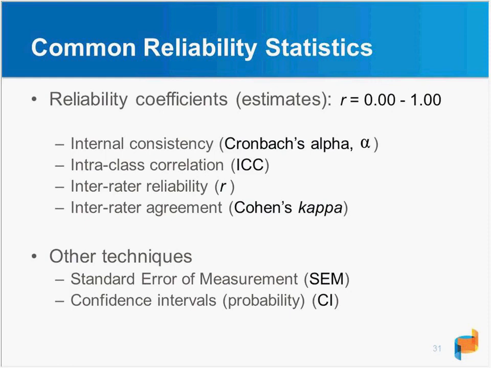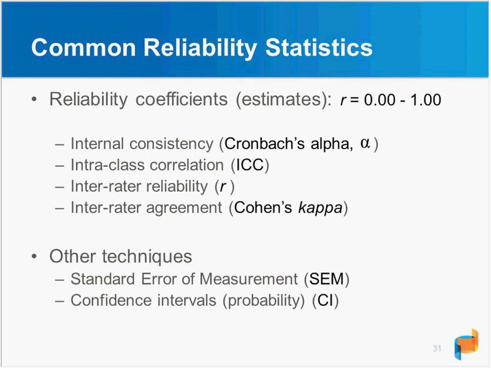One of the more common reliability statistics is Cronbach's alpha, named after the esteemed statistician. And the alpha represents the degree to which all of the items in a scale, survey, or test are intercorrelated. We call this internal consistency. A similar statistic is the intraclass correlation, the ICC.